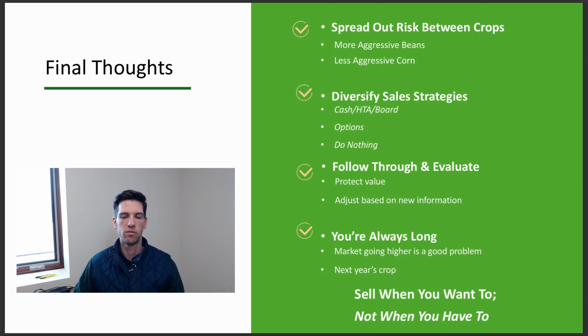The next step then is to figure out how you want to diversify your sales strategy. For us, we like to follow generally a third in cash or board or HTA. We like to do a third on some sort of option strategy, and we'll generally leave a third open. I know that doesn't come out to 100%, but give or take, you get where we're coming from.